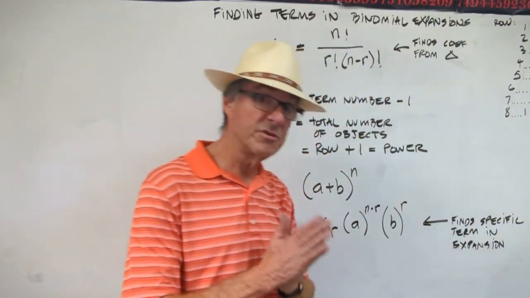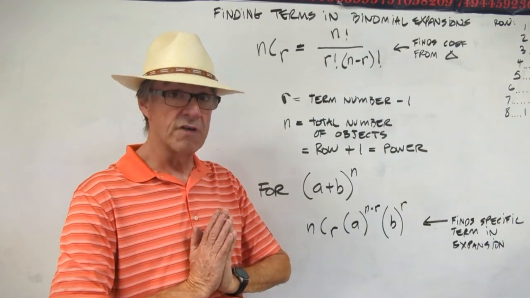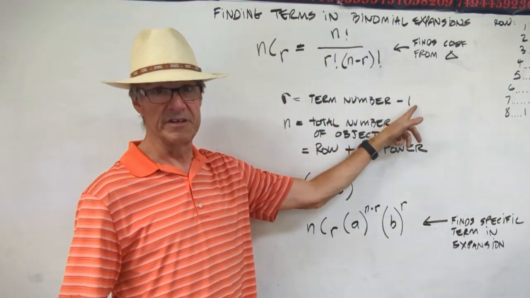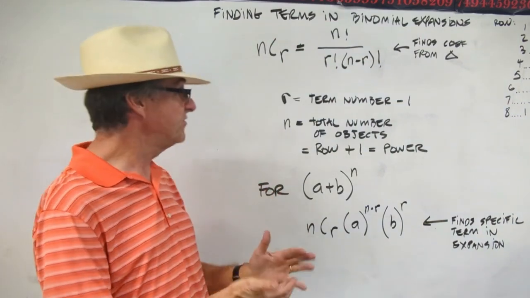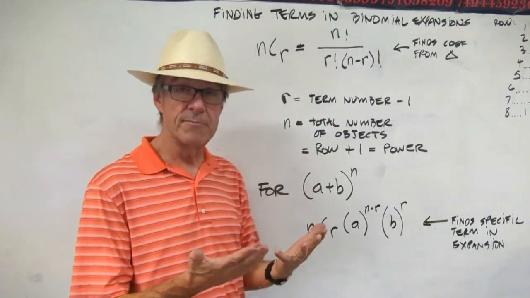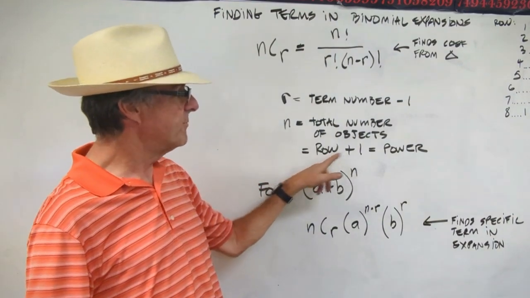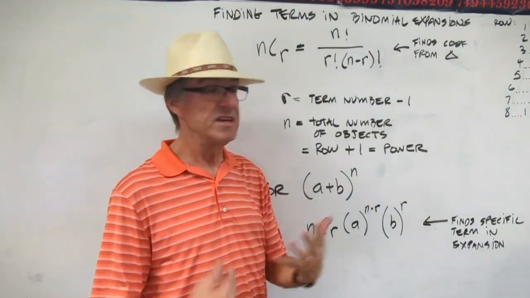So if you're starting with the term number, you have to subtract 1 to get your R value. And that's why R is the term number minus 1. You have to remember that, otherwise you're going to go astray. Now the second thing is n is the total number of objects that we're selecting from. N is the row number minus 1. It's also the power.